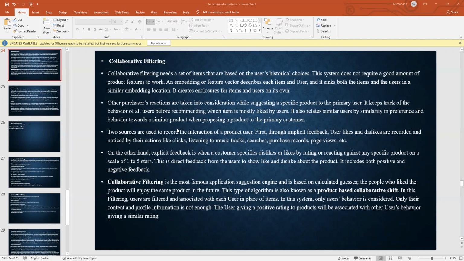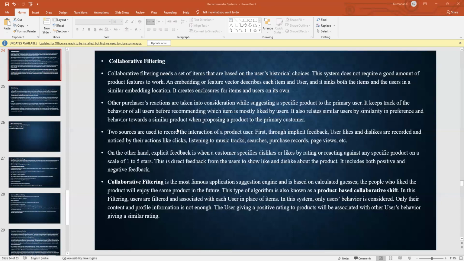First, through implicit feedback, user likes and dislikes are recorded and noticed by their actions like clicks, listening to music tracks, purchase records, page views, etc. On the other hand, explicit feedback is when a customer specifies likes or dislikes by rating or reacting to any specific product on a scale of 1 to 5 stars. This is direct feedback from the users to show like and dislike about the product. It includes both positive and negative feedback.